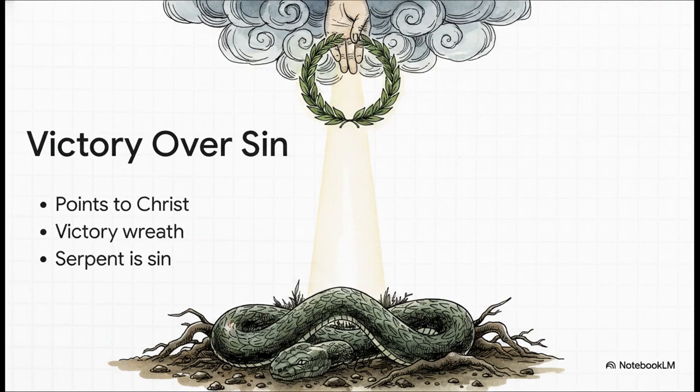Notice how the hand of God pointing down is holding a wreath. That isn't just some decorative circle. It's a victory wreath. It's showing that Christ's death is actually a massive triumph. And what exactly is he triumphing over?